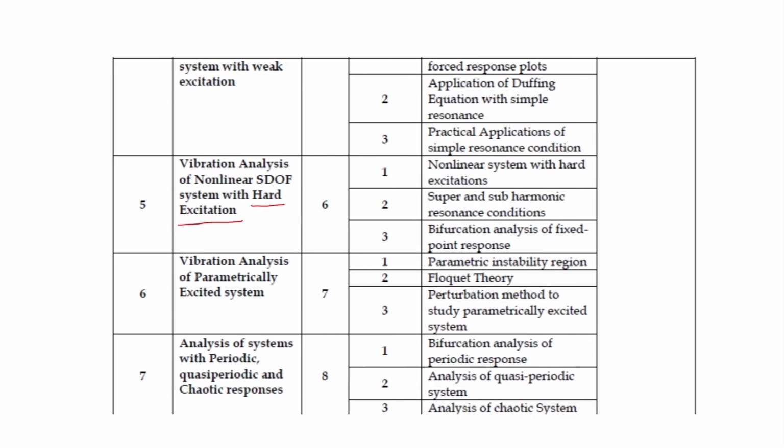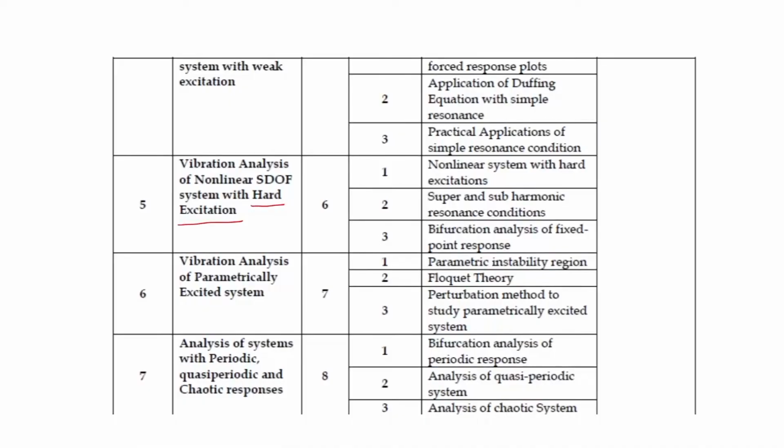We will start with what is known as the parametric instability region, then we will apply Floquet theory and different perturbation methods to solve the parametrically excited system. Till this point we are going to study the fixed point response; particularly, we will be interested in the fixed point response up to module 6. In module 7 we will see other different types of solutions.